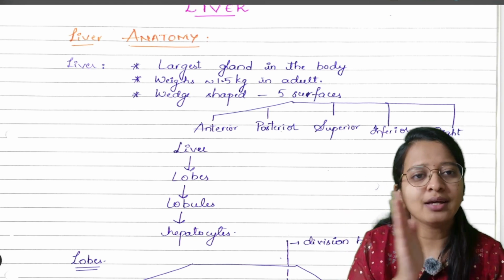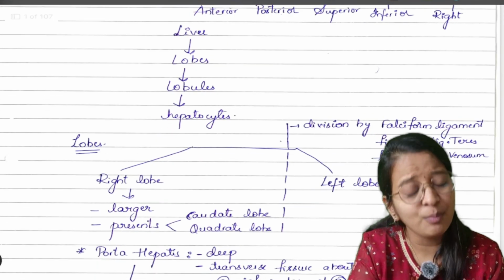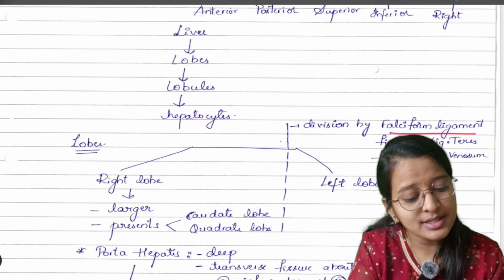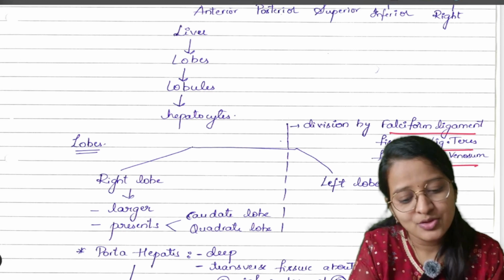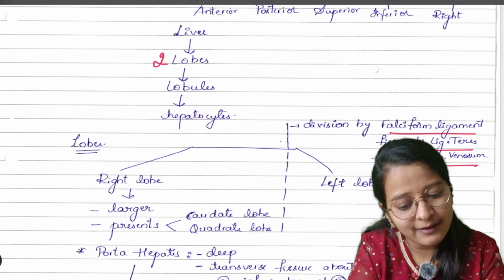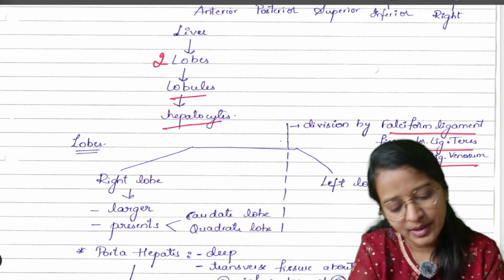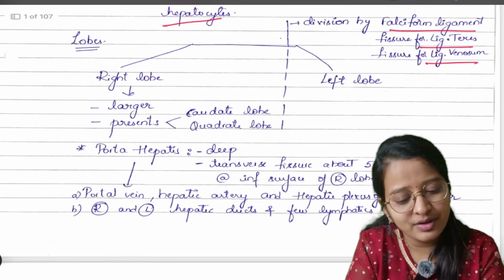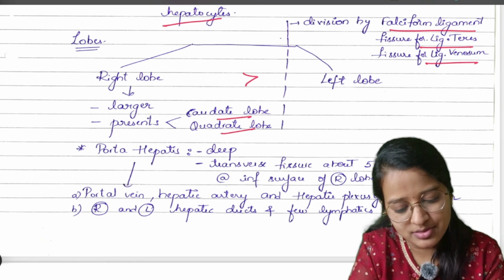So right and left lobe, and this division, the right and left lobe, is by falciform ligament, fissures for ligamentum teres and ligamentum venosum. So these two lobes are finally divided into lobules and the liver cells, hepatocytes. Among the right and left, obviously right is larger and it has caudate and quadrate lobe.